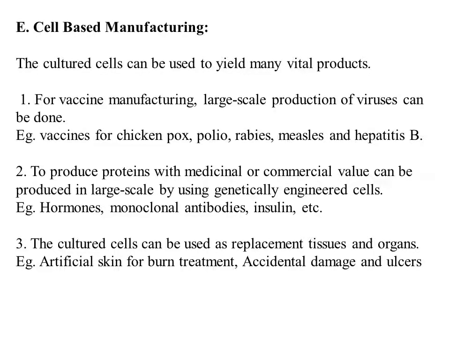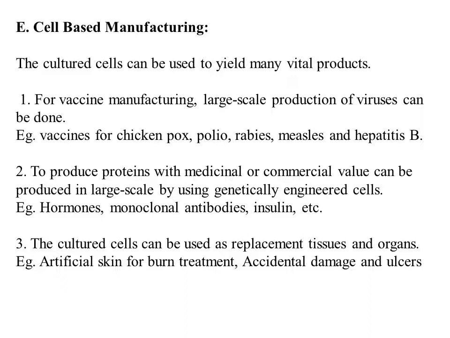Next is cell based manufacturing. The cultured cells can be used to yield many vital products. For vaccine production, large scale production of viruses can be done using cell culture. For example, vaccines for chickenpox, polio, rabies, measles, and hepatitis B can be produced using this cell culture technique.